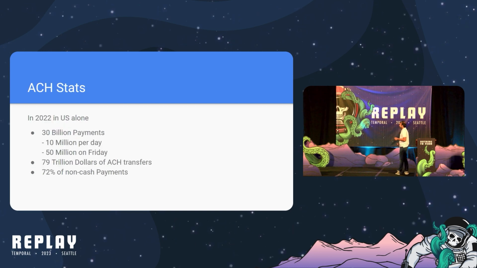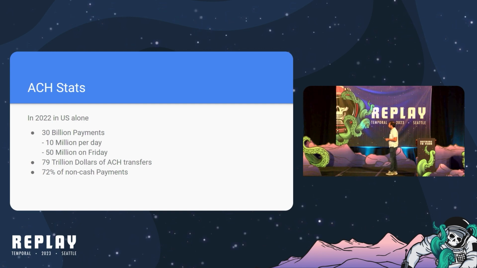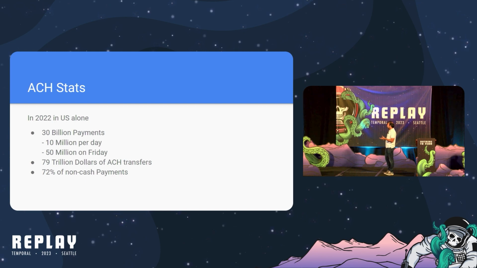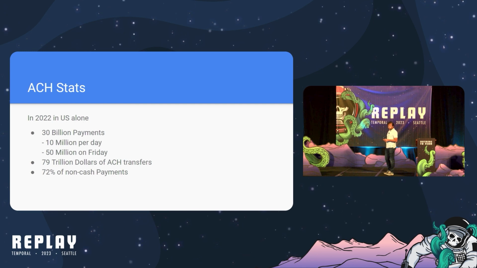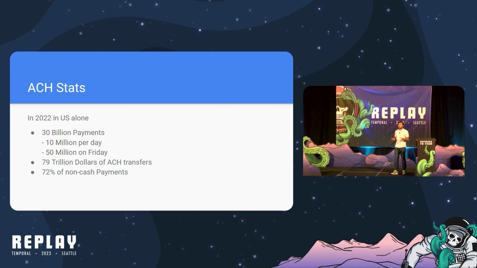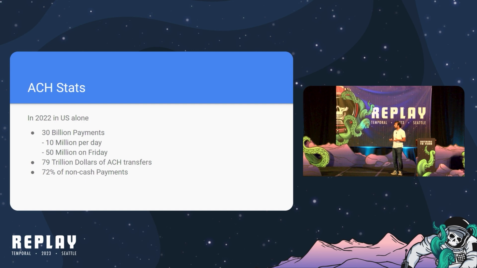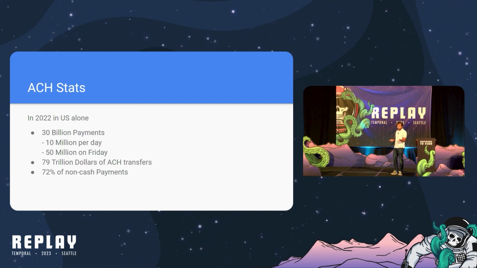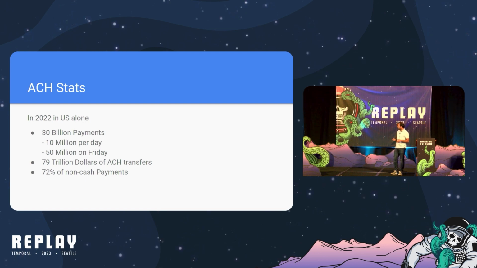All right, let's look at some ACH stats. In 2022 alone, there were 30 billion payments, and 10 million per day. You can imagine on Fridays, because you get your paychecks, it's 50 million. So there's $79 trillion of ACH transfers that happened in 2022 alone. The reason I'm bringing up these stats is we as developers or teams have a responsibility to build the systems right, and build with resiliency and make sure they're correct, because there's a lot of onus on us when you see these numbers.